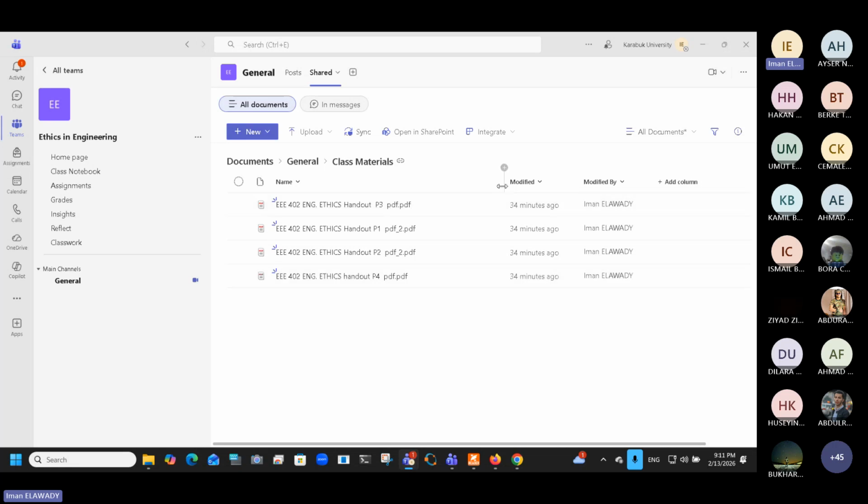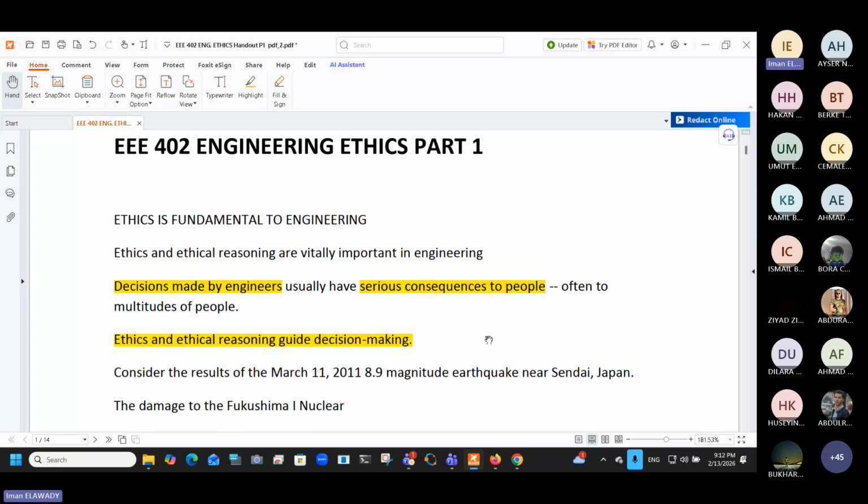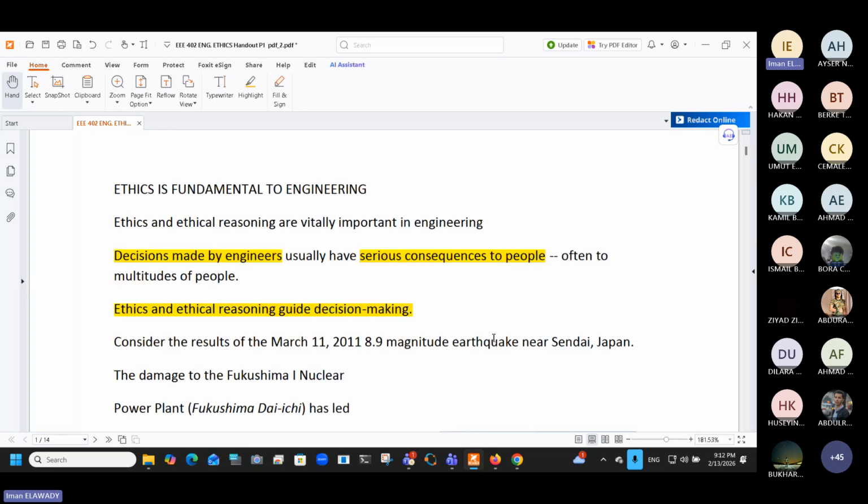What is the source of ethics? Where does the code of ethics come from? The origins of the code of ethics come from which philosopher? And of course there are differences in philosophy between nations. So we are going to check this.